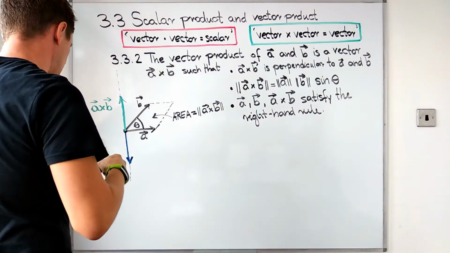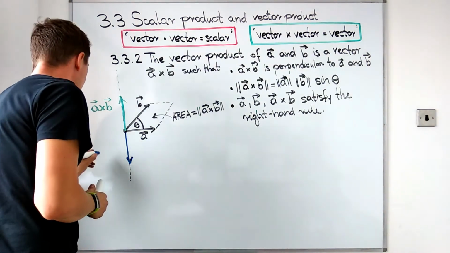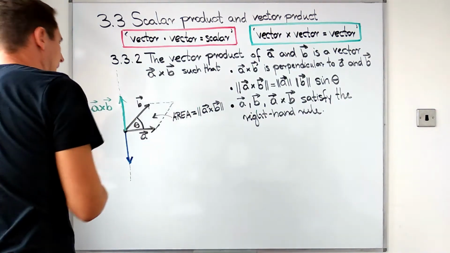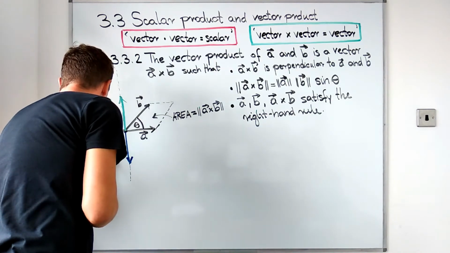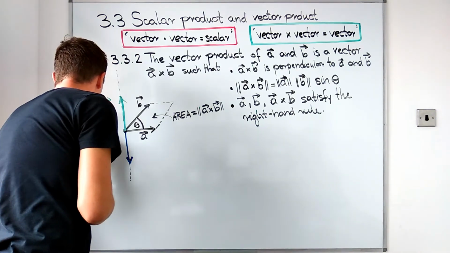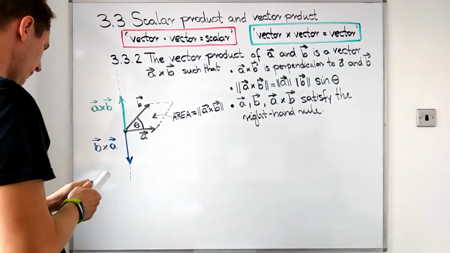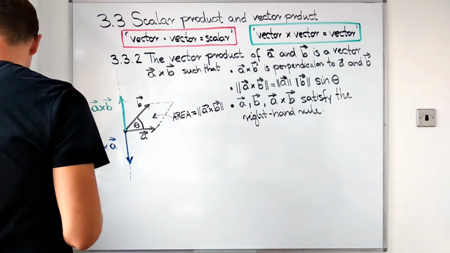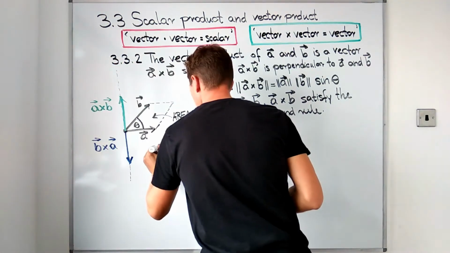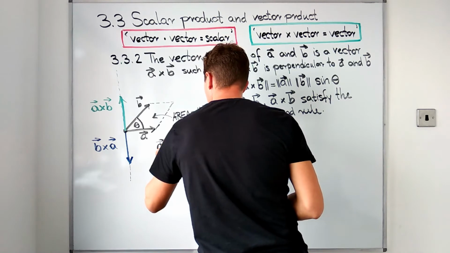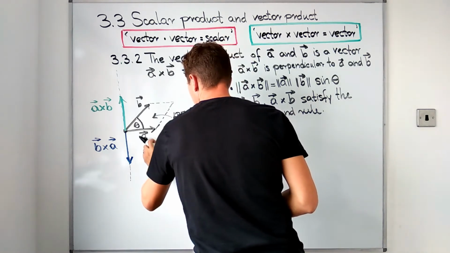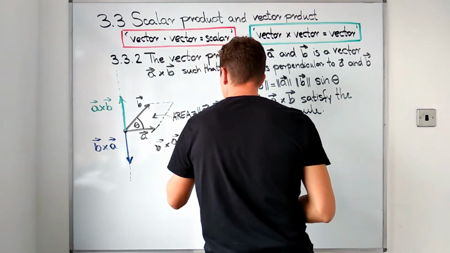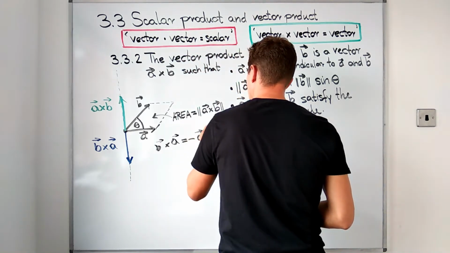And that vector is the opposite of A cross B, but now I first had B, then A, so this vector is actually B cross A. And just from this figure already, you can see that they are the negatives of each other. So B cross A is equal to minus A cross B.